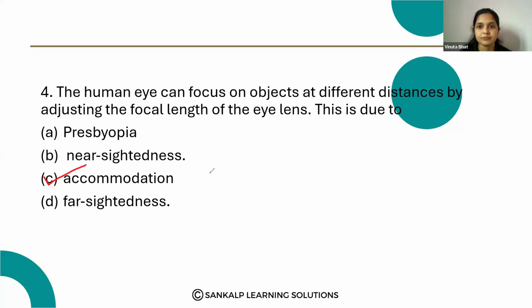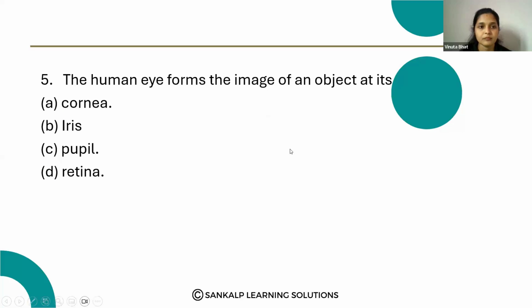Next question. The human eye forms the image of an object at its cornea, iris, pupil, retina. Here, the eye forms the image of an object at its, which place? The image will form on the retina. The correct answer is option D, that is retina. Please note down the answer.